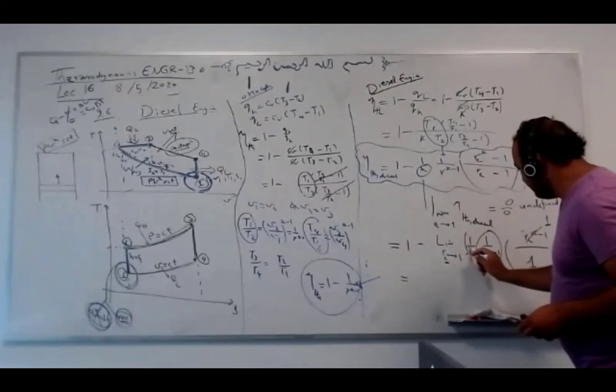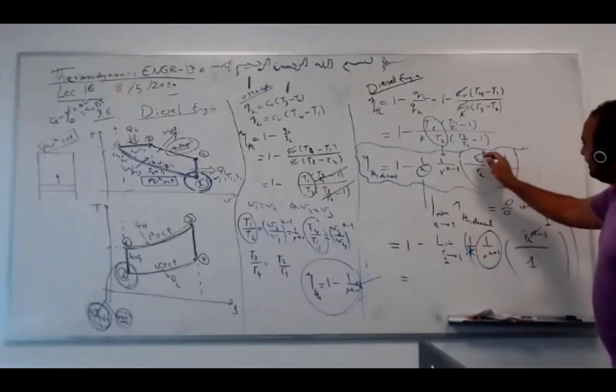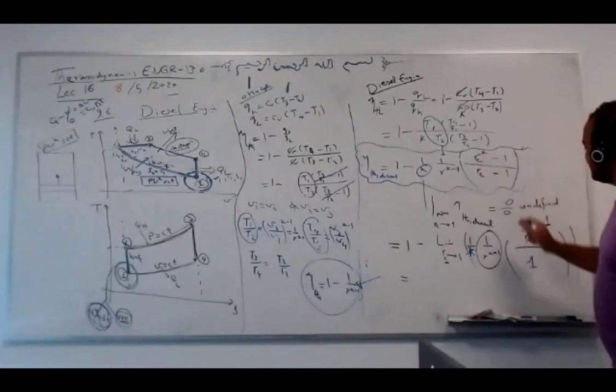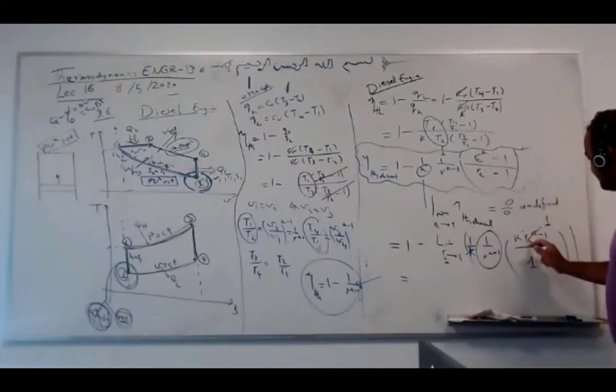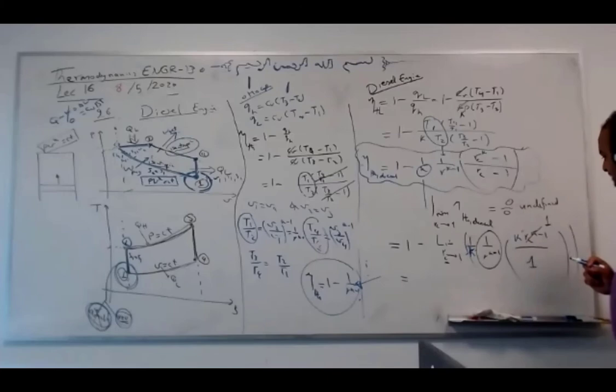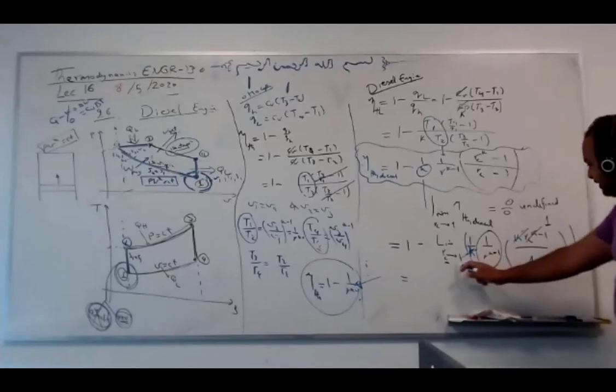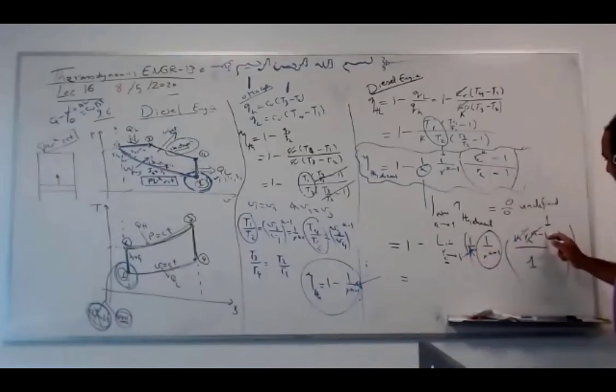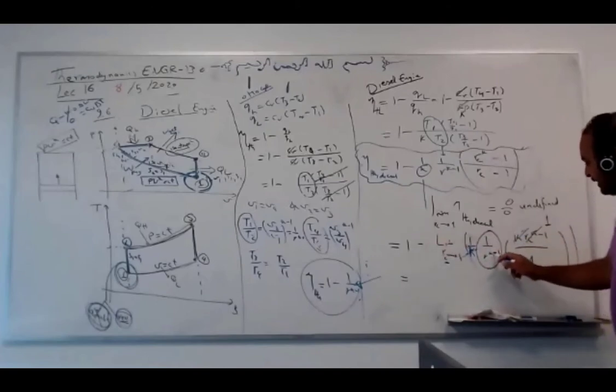So the 1 over K, it's 1 over K, correct? When I differentiate this guy, it was K R_c^(K-1). So it's K R_c^(K-1), correct? So this K is the same as this K. Put R_c equal 1 to the power of something, it's 1. Over 1, it's 1. So 1 minus 1 over R^(K-1).